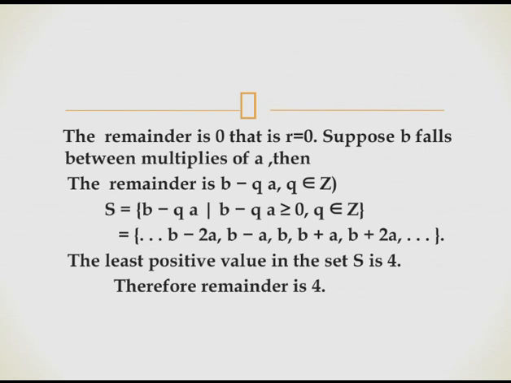The least positive value in the set capital S is 4. Therefore, the remainder is 4. Therefore, every non-empty set of positive integers has a least element. This proves the well ordering principle.